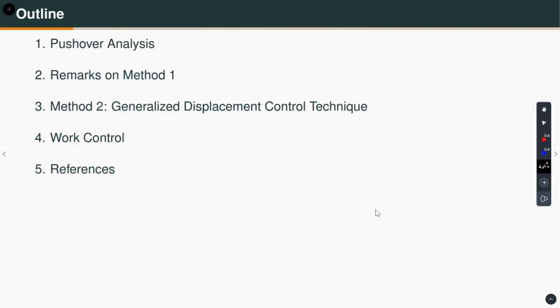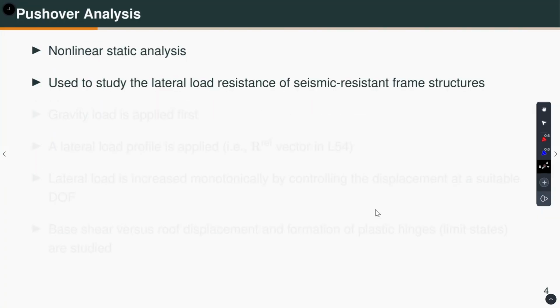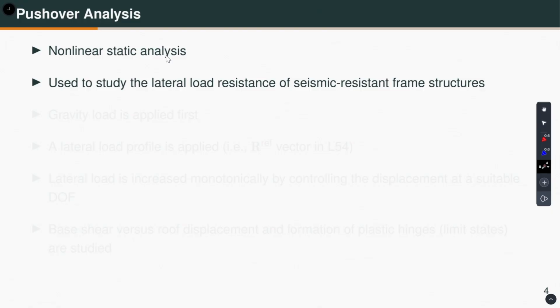So, let us get started with pushover analysis. What is pushover analysis? It is basically a nonlinear static analysis. As you know, when you are taking a structure and pushing it, you are going beyond its capacity. That means you are interested in the post peak response as well. So, a load control technique cannot be used. You will have to use a displacement control technique. What is it used for?